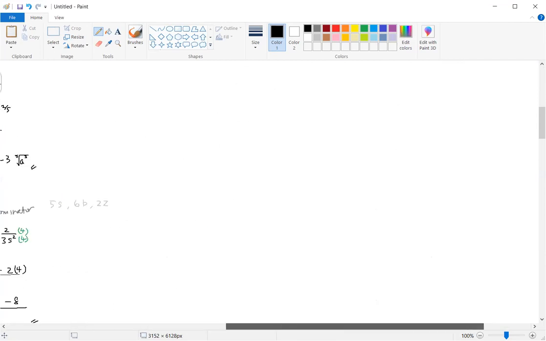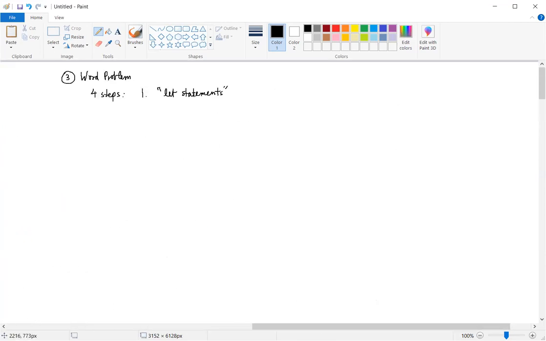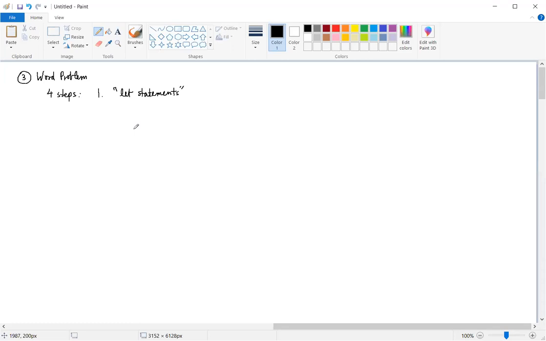So what the heck is x? You have to write out what x is. The official reasoning of writing a let statement is that you have to let the reader know what your x and y mean. So let x be blah, blah, blah, let y be blah, blah, blah. That's the official reasoning of it. That's what your teacher is going to tell you also. That's correct.